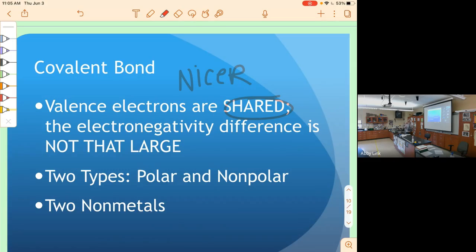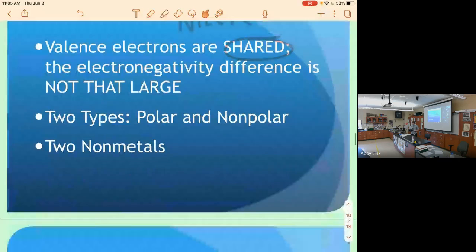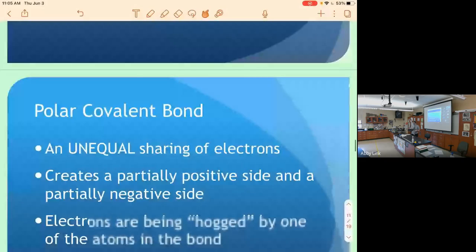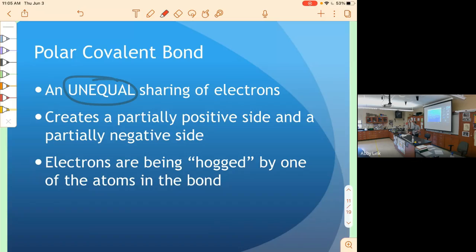All right, here's the deal. Covalent bonds are like kindergartners. They're sharing. Sharing is caring, okay? So they're very nice to each other. But the problem is polar covalent bonds show an unequal sharing of electrons, okay?